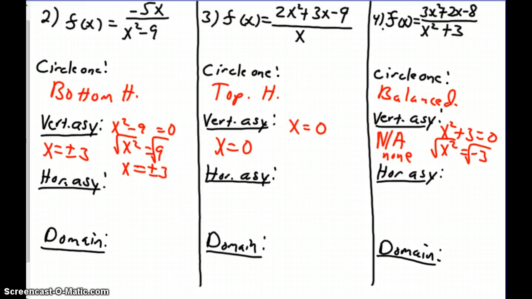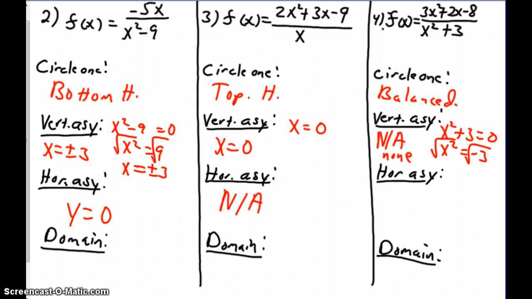Let's stop there. So now, when it's bottom heavy, the horizontal asymptote's always what now? Y equals 0. That's what we talked about yesterday. You had that on the test yesterday. When it's top heavy, what's the horizontal asymptote? If it's top heavy, then the horizontal asymptote does not apply. It doesn't have it.